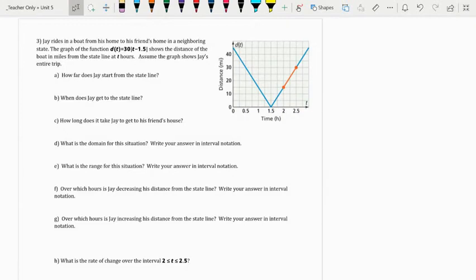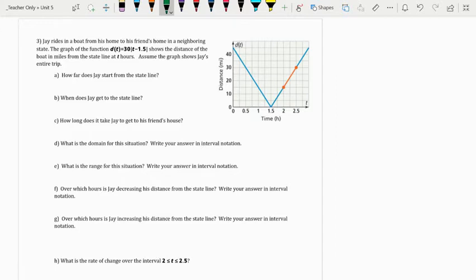So this time we're talking about Jay, who is riding a boat from his home to his friend's house in a neighboring state. The graph of the function, and then they give you the equation, d of t equals 30 times the absolute value of t minus 1.5. This shows the distance of the boat in miles from the state line at t hours. Assume the graph shows Jay's entire trip.